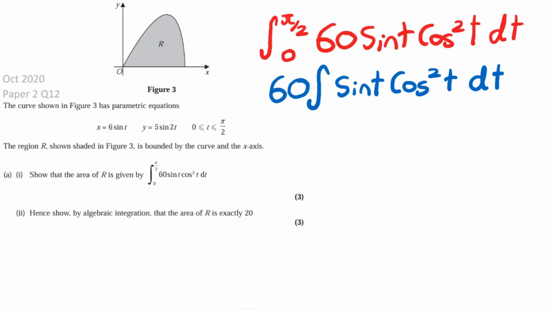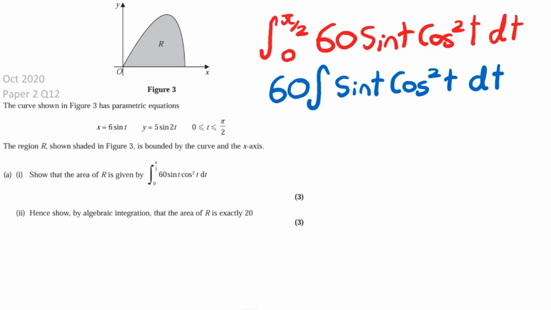And the second clue is whatever is inside the power, so in this case inside the power of 2 is this cos t. If you differentiate it, this function is also present in the integral. When you differentiate cos t, you get minus sin t, and you can see that sin t is also present in this integral. So these two clues show that we can use the reverse chain rule.